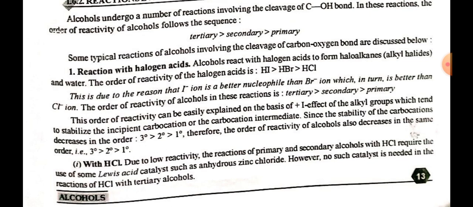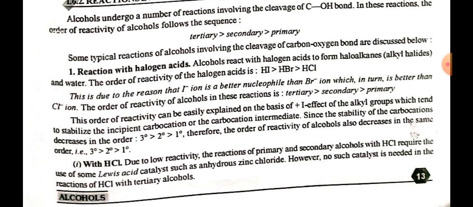This order of reactivity can be easily explained on the basis of the +I effect of alkyl groups, which tend to stabilize the incipient carbocation, or the carbocation intermediate. Since the stability of carbocations decreases in the order tertiary, secondary, primary, the order of reactivity of alcohols also decreases in the same order, that is tertiary, secondary, primary.